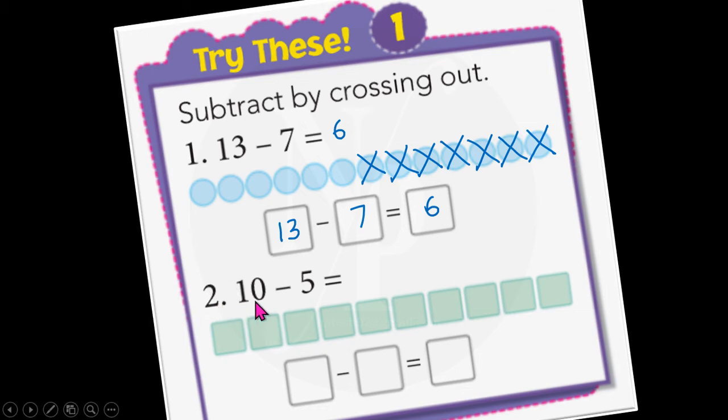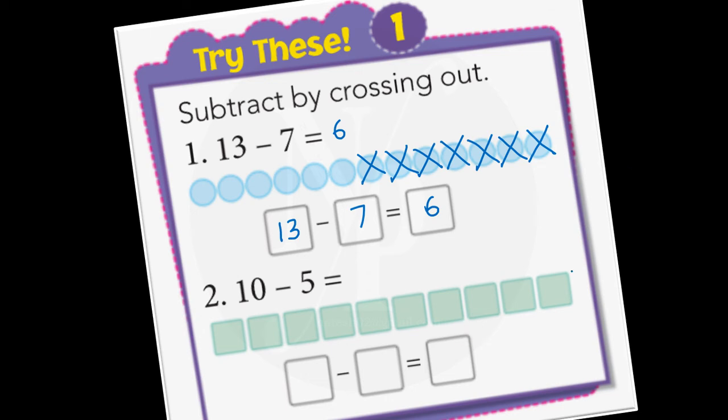Coming to second question, 10 minus 5 is equal to, we should find now. So here 10 boxes or squares are given here. Let us count once. 1 2 3 4 5 6 7 8 9 10. Yes, 10 squares are given here and we have to cross out 5. Since we need to subtract 5 from 10, let us cross out 5 among these 10 squares.